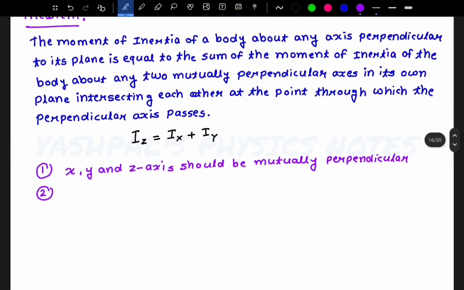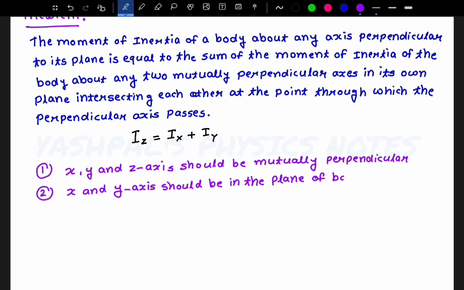So here I am writing second condition, x and y axis should be in the plane of body.